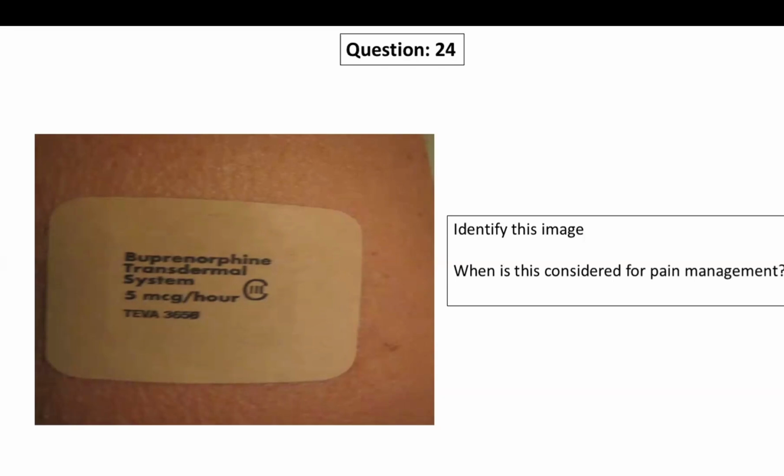Okay. And what is the typical duration of treatment, meaning the days after which you need to change this patch, for buprenorphine and for fentanyl? It is 7 days for buprenorphine, and for fentanyl, it is 72 hours.